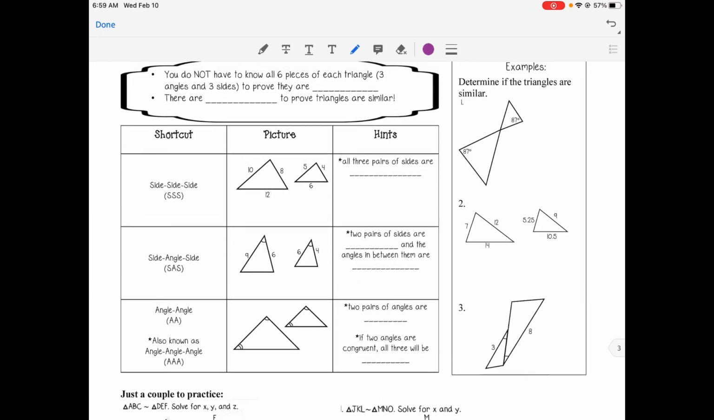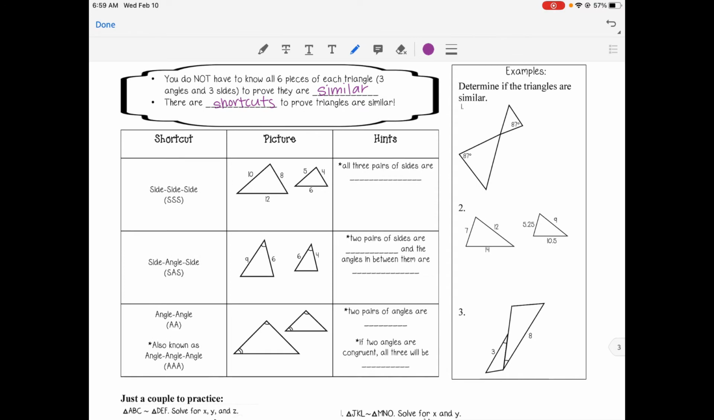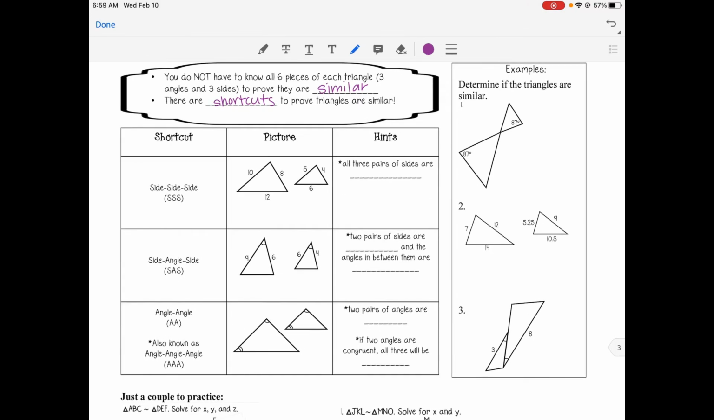Just like you had last year, when you had side, angle, etc., that proved that triangles are congruent, we have things that will prove triangles are similar. So you don't have to know all 6 pieces of each triangle, 3 angles and 3 sides, to prove that they are similar. There are shortcuts, just like you had last year. So side, side, side will prove that they're similar, but it means that all 3 pairs of sides are proportional.